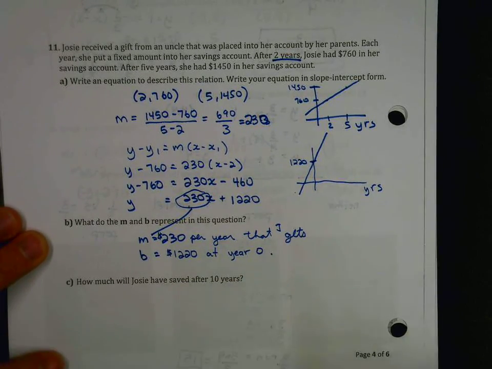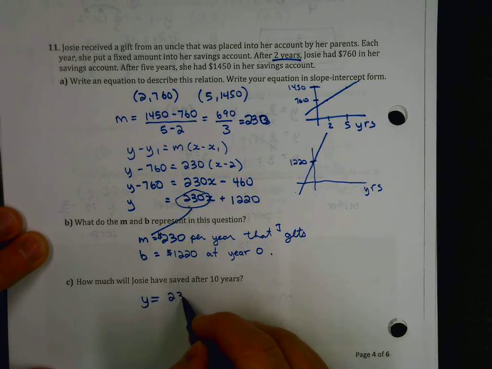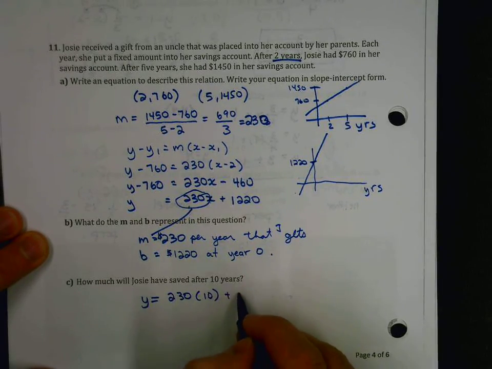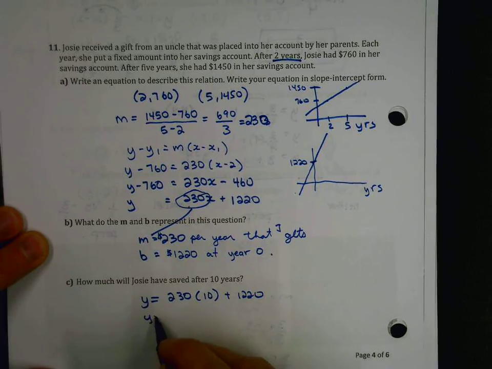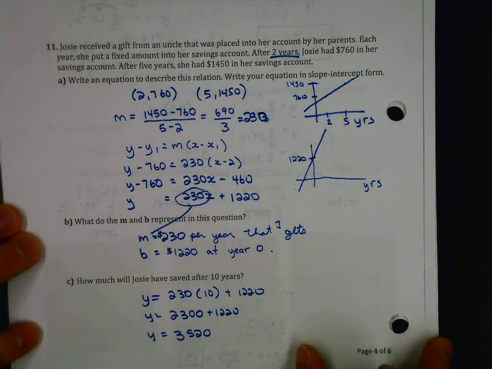How much will Josie have saved after 10 years? Well, we could say, let's input 10 and see what comes out. So we have 230 times 10 plus 1220. Out comes 3520, $3,520 after 10 years.